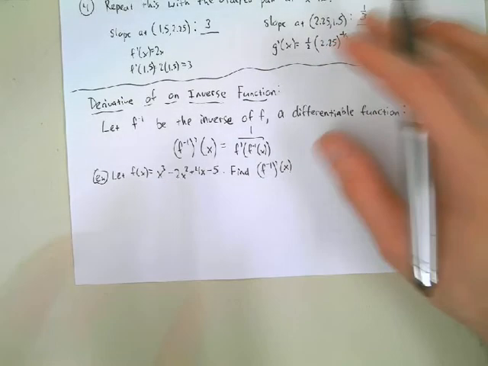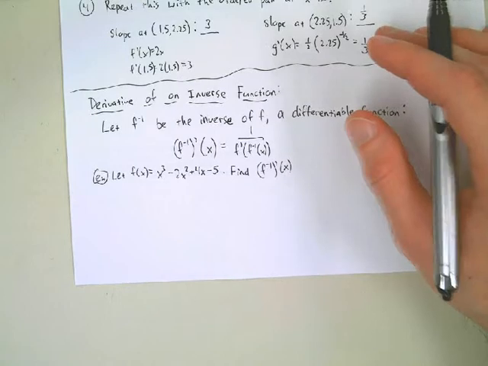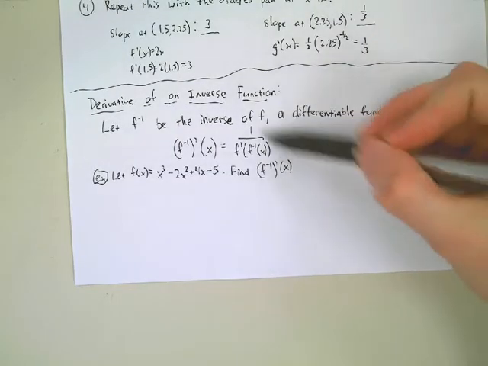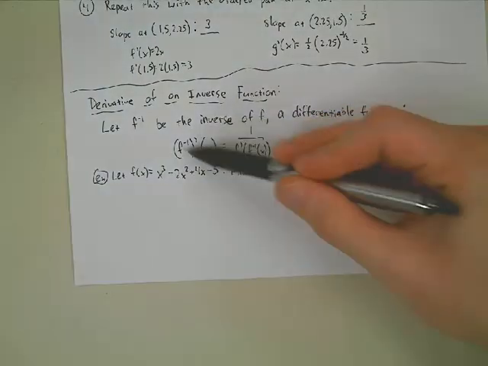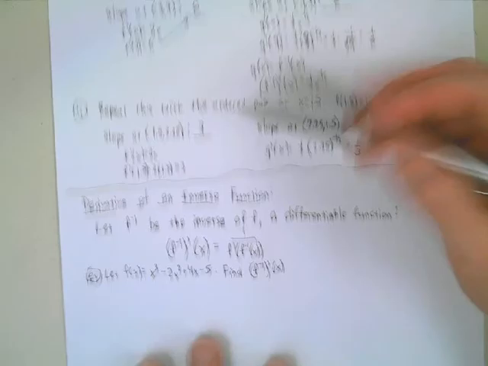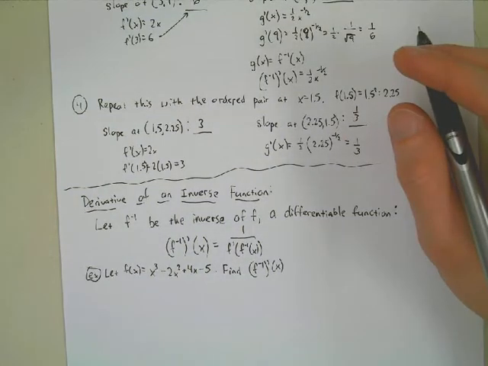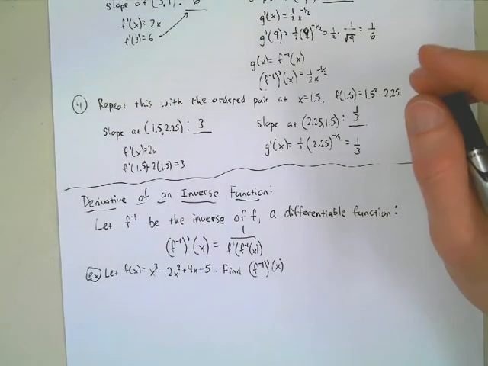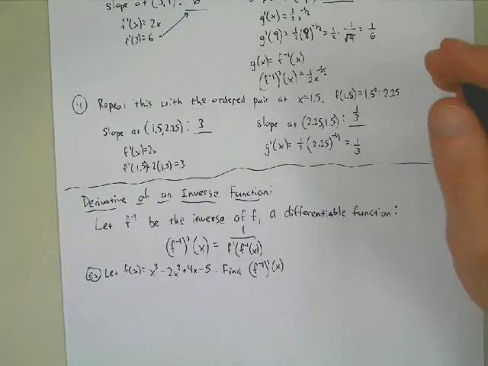How can we find the derivative if you can't find the inverse in the first place? Using this relationship here, using what we were seeing earlier. If I can find the slope of the function at a particular point, then the slope at the inverse of that point will be the reciprocal. Find the derivative of this and then flip it.